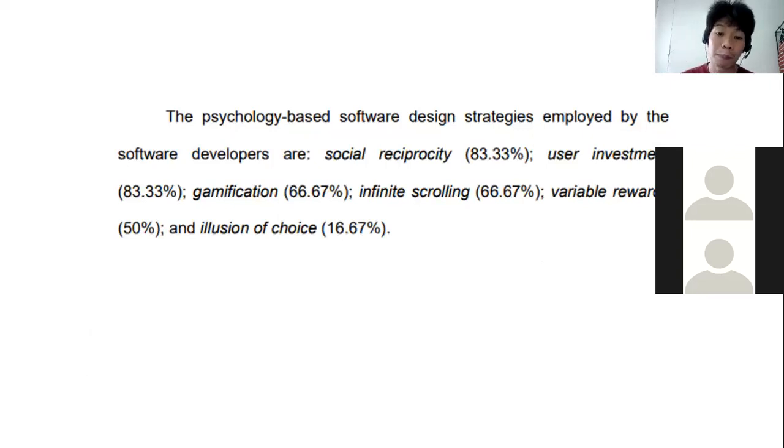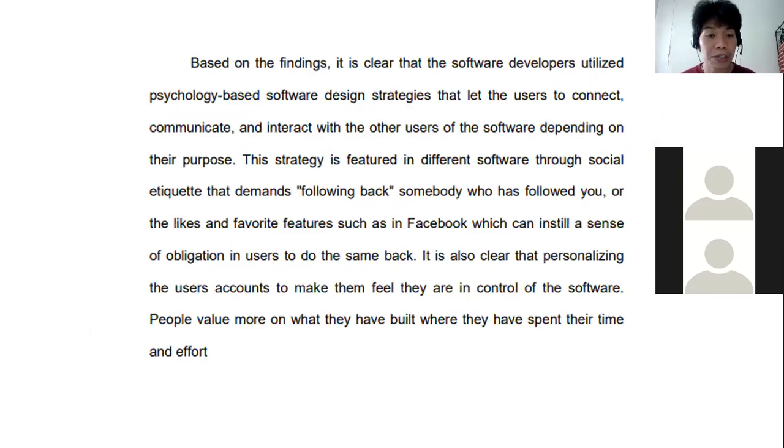So you need to interpret what's your interpretation, what's your analysis based on this summary of findings. So since in this study, the highest psychology software design strategies used by the software developers are social reciprocity and user investment, thus, you need to focus on these two software design strategies. So here's one. Based on the findings, it is clear that the software developers utilize psychology-based software design strategies that let the users connect, communicate, and interact with other users of the software depending on their purpose.